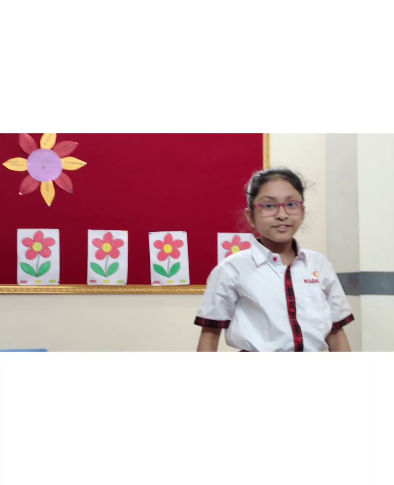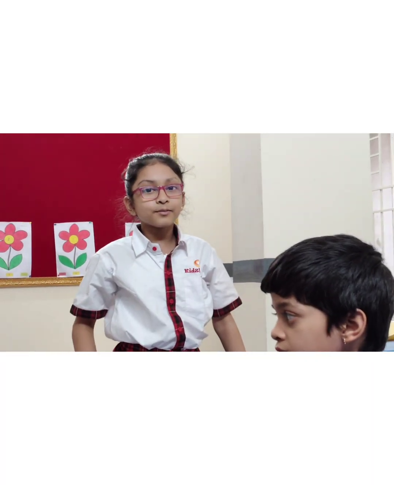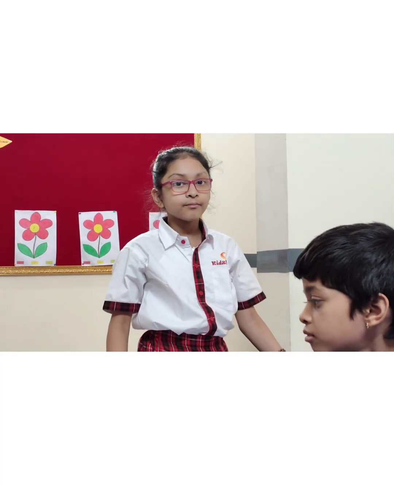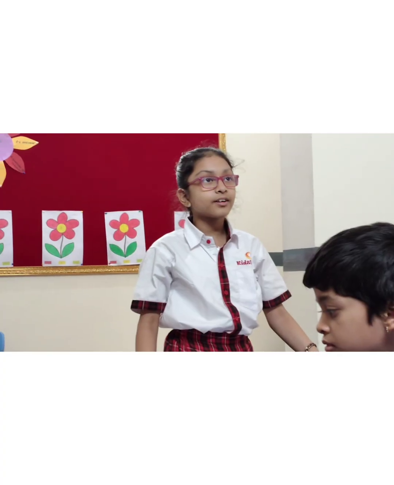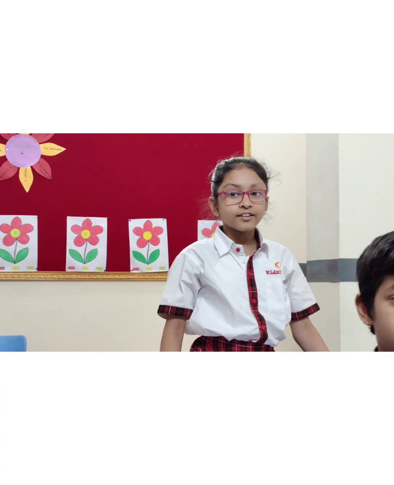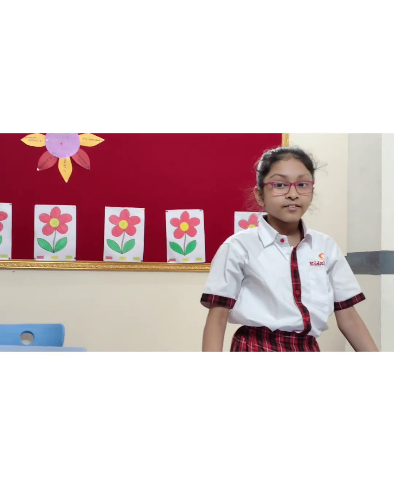Now, who will tell me about the other crops? Yes, Ishani? Zaid crops. Okay. So, when are they sown? They are sown in March and April. And when are they harvested? They are harvested in June or July. Okay. Can you name some examples?